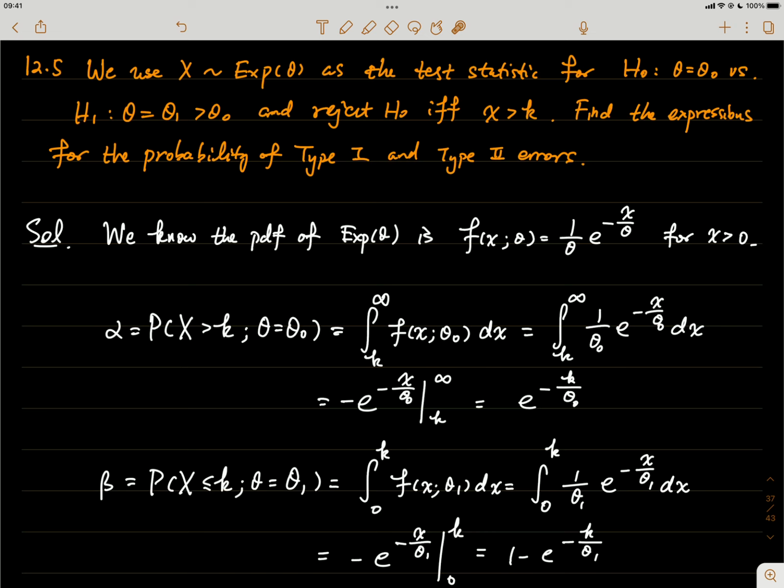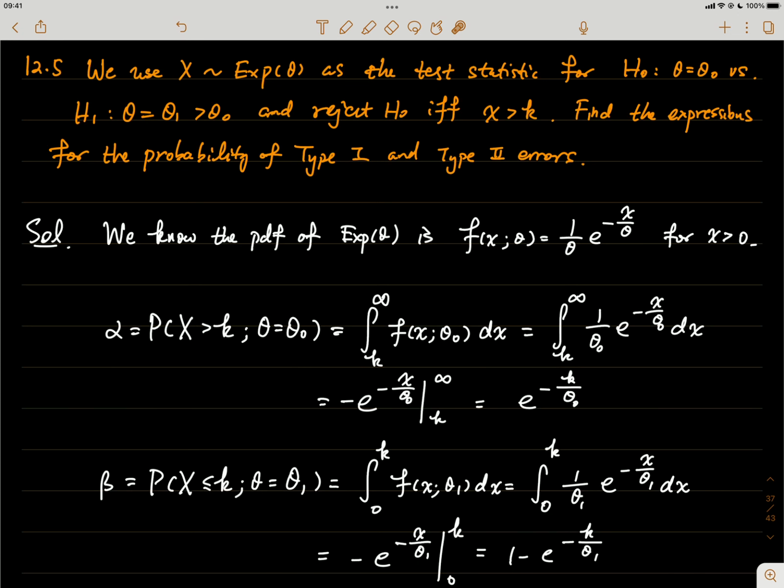Here theta is theta 0, and we want to figure out the value of the probability that X is greater than k. We take the integral of the PDF, where theta is set to theta 0 as assumed by the null hypothesis, from capital K to positive infinity. Then we plug in this PDF and take the integral. It turns out to be this value.